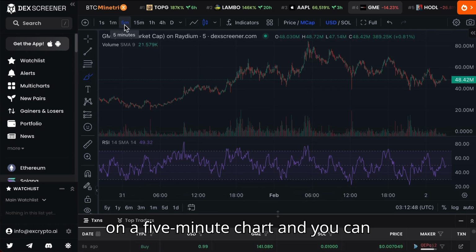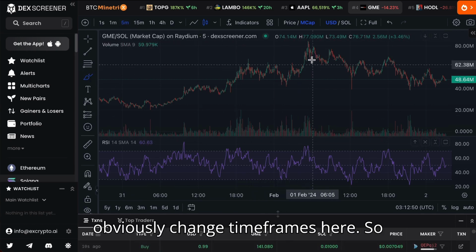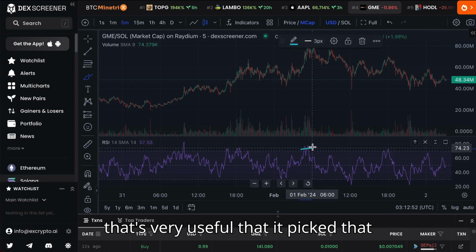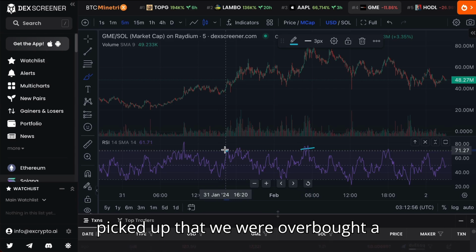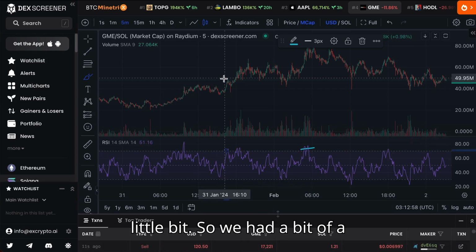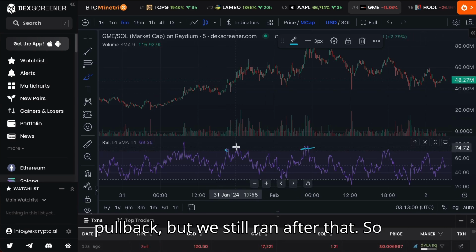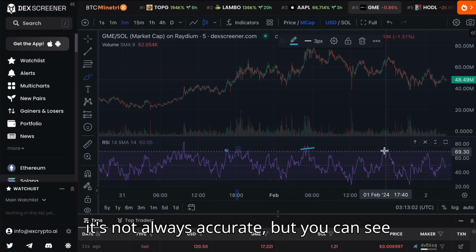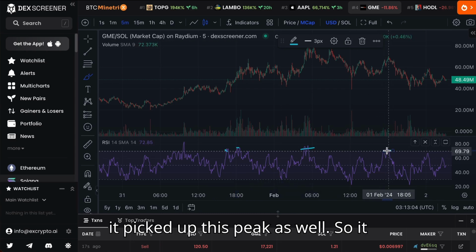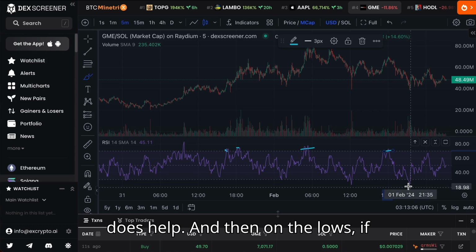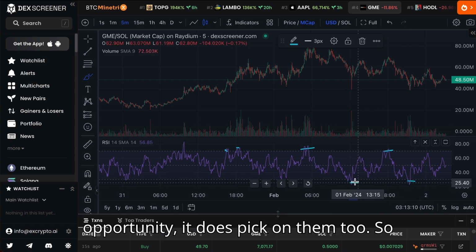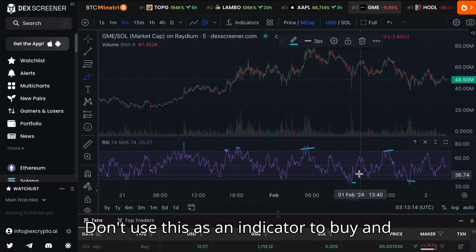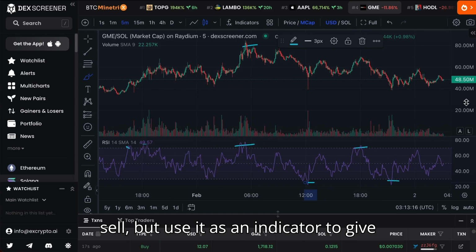And this is on a 5-minute chart, and you can obviously change time frames here. So that's very useful that it picked that up. But you can see here, it kind of picked up that we were overbought a little bit. So we had a bit of a pullback, but we still ran after that. So it's not always accurate, but you can see it picked up this peak as well. So it does help. And then on the lows, if something's oversold, might be a buying opportunity, it does pick up on them too. So don't use this as an indicator to buy and sell, but use it as an indicator to give you an idea.